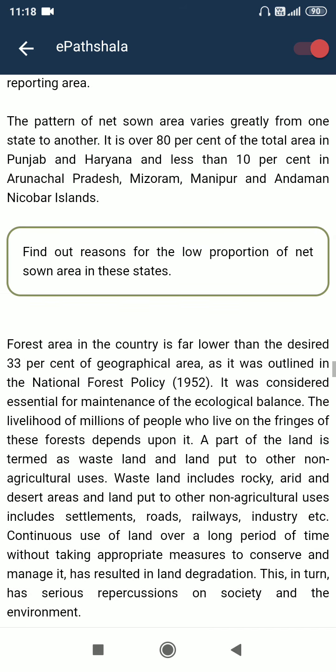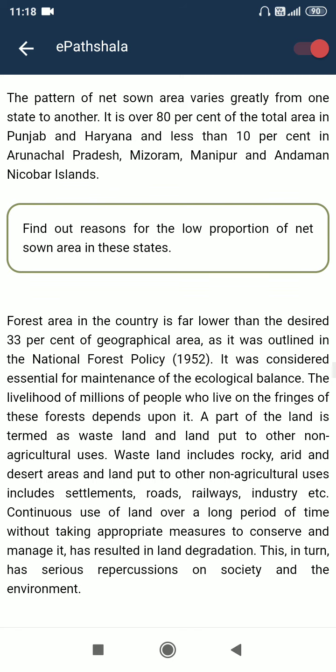The pattern of net sown area varies greatly from one state to another. It is over 80% of the total area in Punjab and Haryana and less than 10% in Arunachal Pradesh, Mizoram, Manipur, and Andaman and Nicobar Islands. Find out the reason for the low proportion of net sown area in these states.